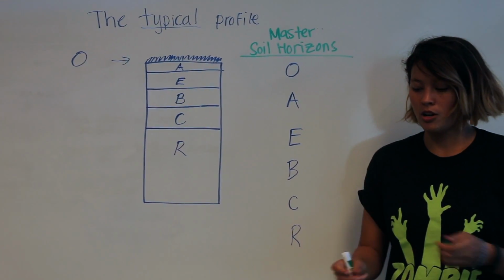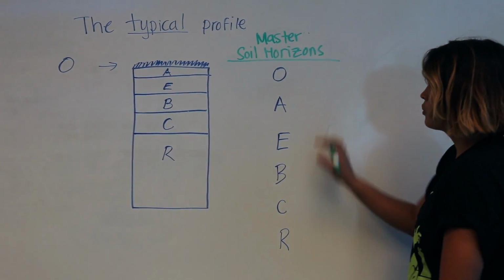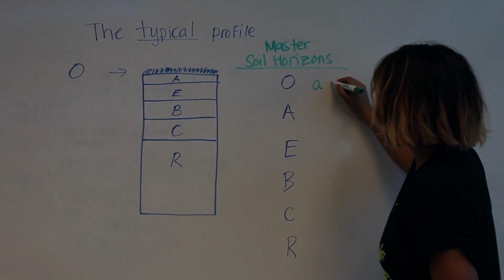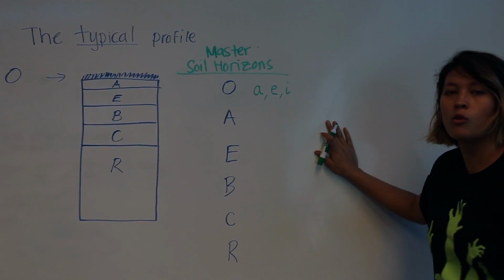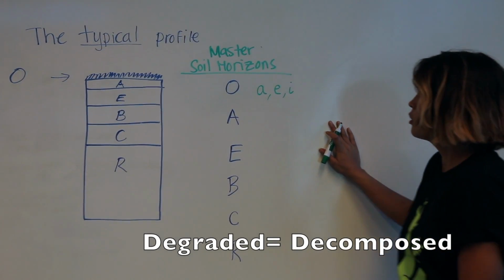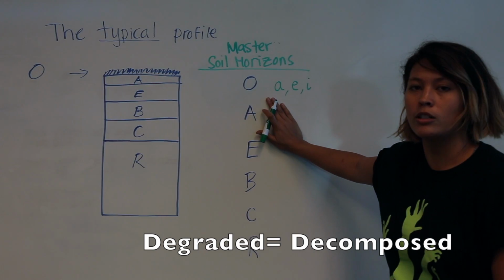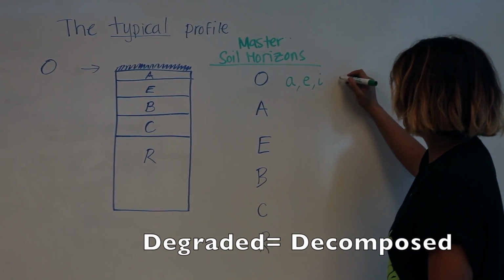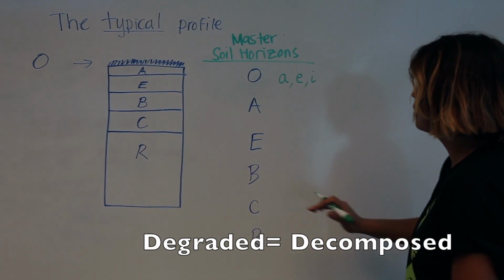Okay, so now I'm going to talk about suffixes. For the O horizon, our only suffixes are A, E, and I. These are just how degraded the litter in the O horizon is, going from the most degraded to the least. So A is most degraded, E is intermediate, and I is least degraded.